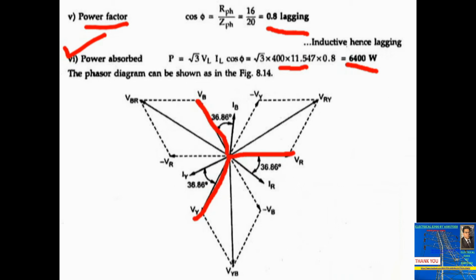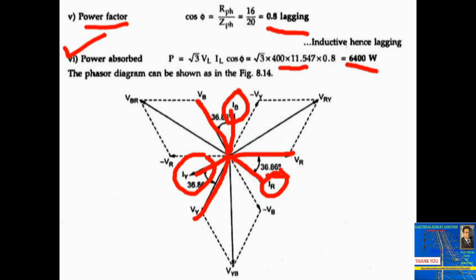And then guys, draw the currents. After some phase difference, this is IR, this is IY, and this is IB. So what is the phase angle? After 36.86 degree, there will be currents. This current is associated with R phase, this current with Y phase, and IB is associated with B phase.